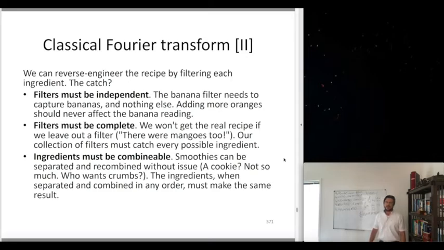So there are a couple of caveats though that we need to consider. One is that filters must be independent. So the banana filter needs to capture bananas and nothing else. Same for a signal. If I have a specific signal that I want to catch or a frequency component, then I only want a filter that filters for that specific frequency component and not for a couple of others. So it doesn't overlap with other filters.